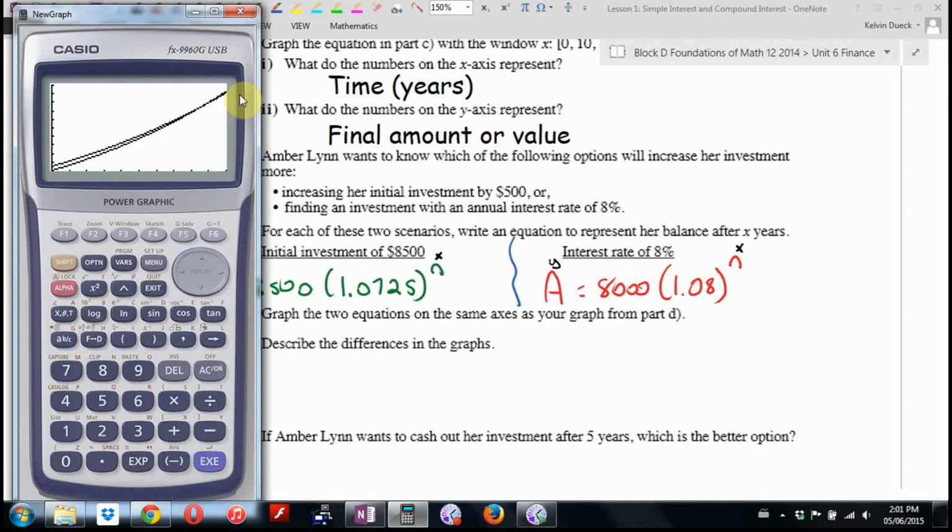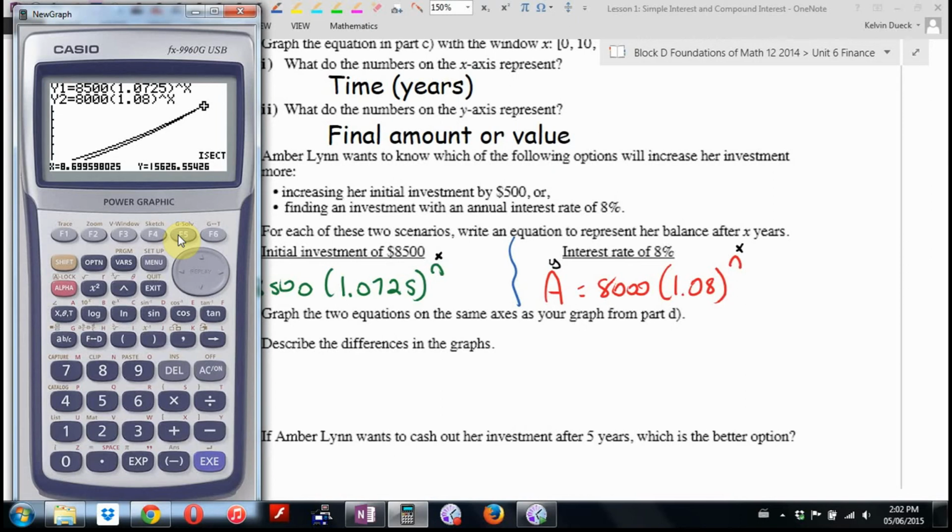Any ideas on how I could find the magic sweet spot? It's where those two graphs do what? Where they meet, intersect. Hey, that's a great idea. Use the solver, intersection. You know what? 8.7 years is the sweet spot.